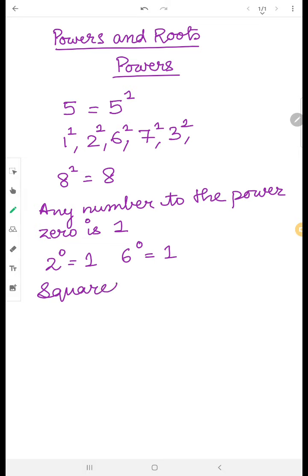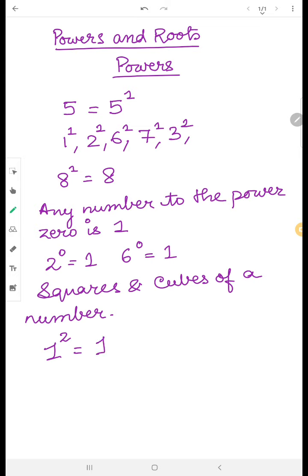Now let's move on to finding out the squares and cubes of a number. Now what is square? Suppose square means 2 and cube means 3. So if I get a number, say 1, 1 to the power 2, what does it mean? 1 is getting multiplied by itself 2 times. That means 1 times 1 is 1 only.